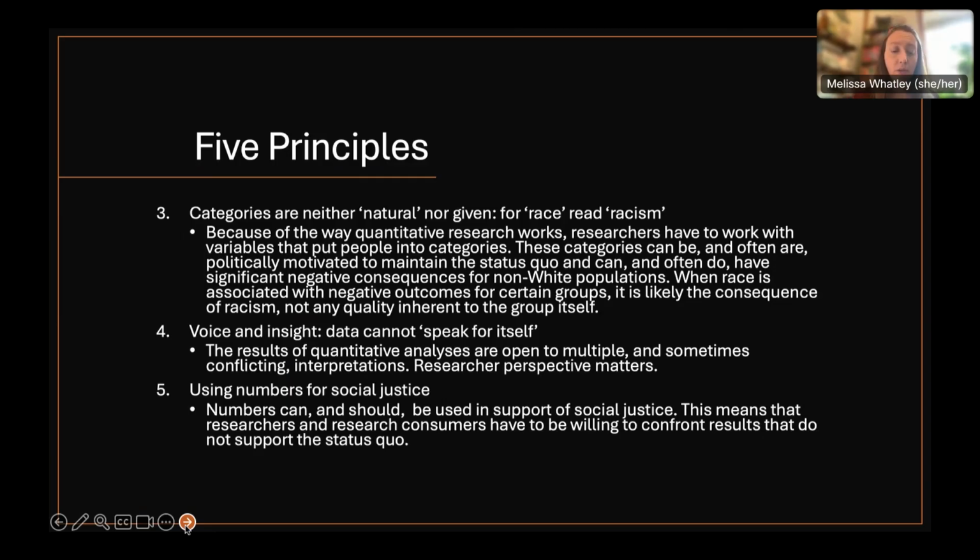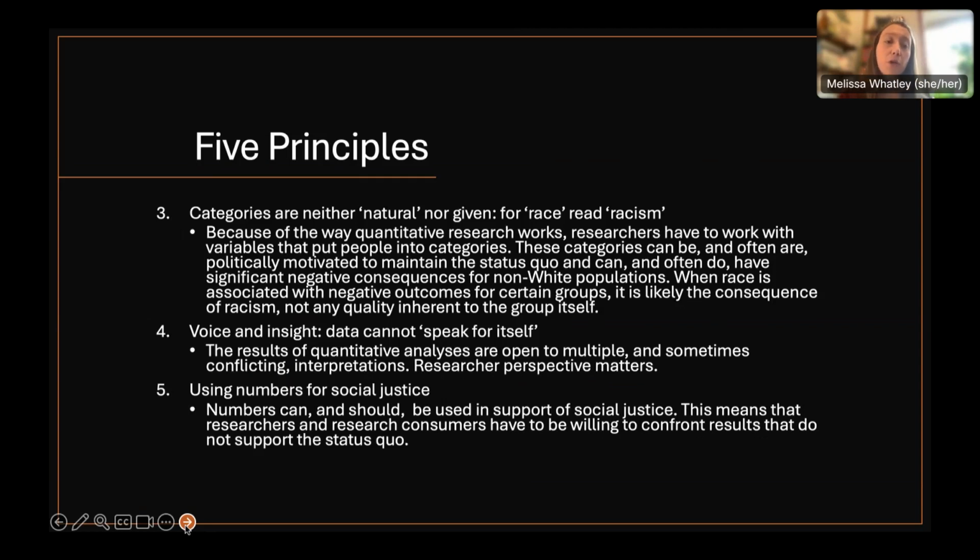And often a way to go about doing this in your research is, when you're writing about your results and using the word race or names of particular race groups in interpreting your results, try substituting the word racism for where you use race, and see how that changes the way you understand your results.